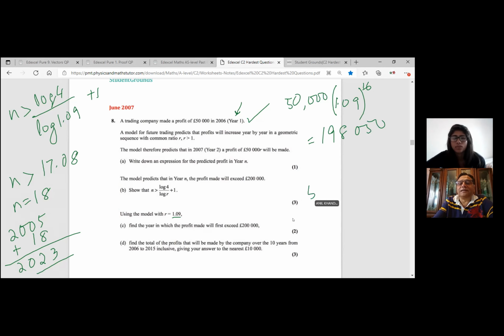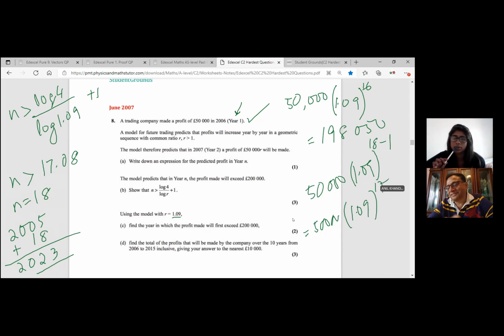Because if I write this as 50,000 times 1.09 to the power of 18 minus 1, which is 17, right? Now calculate this. 216,381. You get the idea, right? So that is the check, and it confirms that you should add 18 to your result. Oh, I see. Yes. Right. Okay. So that is find the year in which the profit made will first exceed.